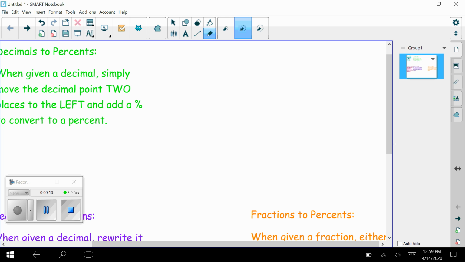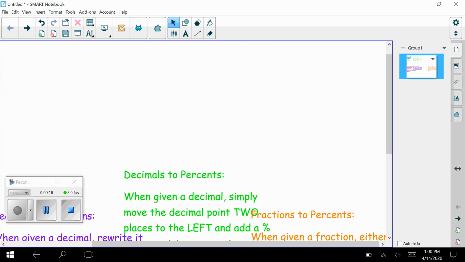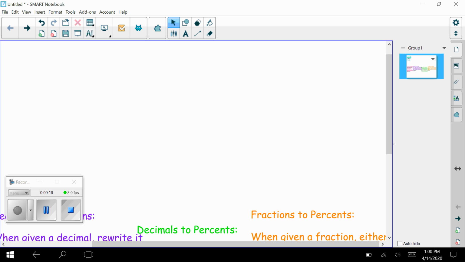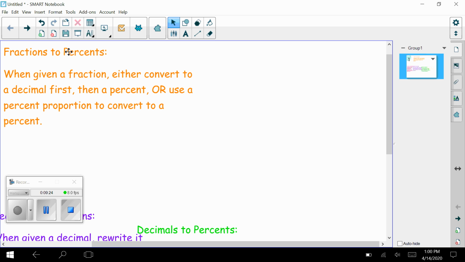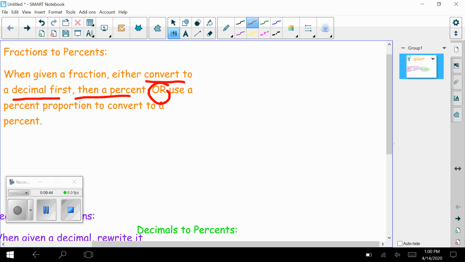Move on to our last topic, fractions to percents. When given a fraction, you can either convert to a decimal first, right? So you have 2 options here. You can convert to a decimal, then into a percent like we just learned how to do, or an option here, you can use the percent proportion to convert to a percent.